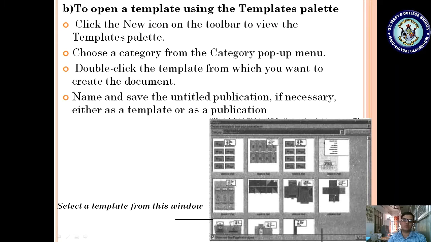Next, to open a template using the template palette, the template window appears. If you want to open the template, you have to click on the template palette. Click the new icon on the toolbar to view the template palette. Please observe here. Choose a category from the category pop-up menu, and we have to pick our category. Double click the template from which you want to create the document. Then name and save the untitled publication if necessary.